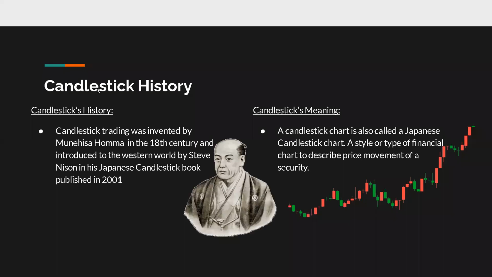So, candlestick history, right? This isn't really important, but at the end of the day, it is something kind of interesting to know. The history behind candlesticks is that it was invented by, I don't know how to pronounce his name, Munehisa Homma. I'm butchering his name, but in the 18th century, he was a rice merchant, I believe. And he invented the candlestick, and it was introduced into the Western world by Steve Nison, I believe, in his Japanese candlestick book, which was published in 2001.